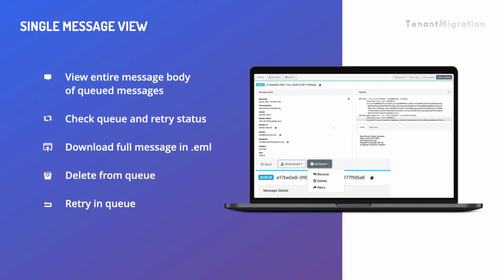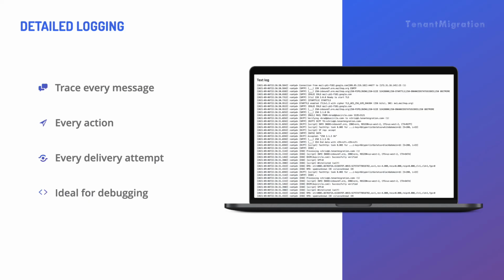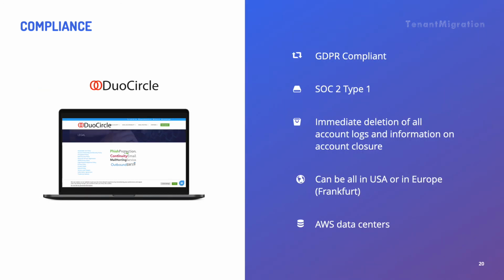You can also download the email in EML format, and you have a visual interface to be able to control your queue, as well as a detailed message log that tells you a trace of every message, every action that we tried to do on those messages, all of our delivery attempts, and it's really ideal for debugging.